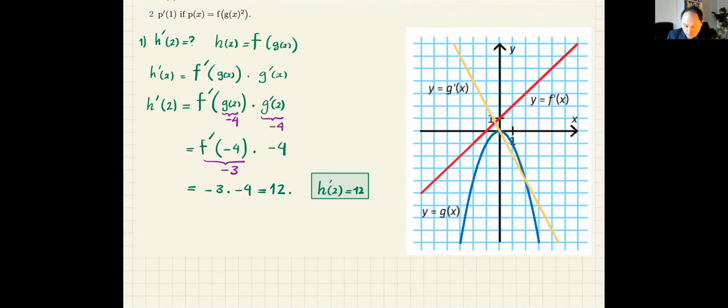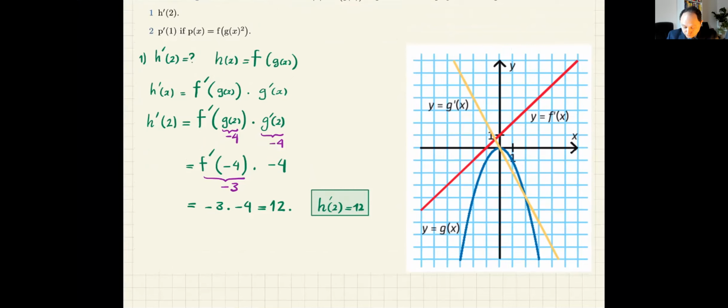Okay, so we go to the next one, number 2. We want to find p prime of 1, when p of x is given to be this. This is more complicated because you need to be able to calculate the derivative of this function that has a power of 2 here using the chain rule. Of course, if you remember the way that I taught you the chain rule, you will not face any problems. But in case you have forgotten, let me just do this one because there are other problems that I want to solve for you as well.